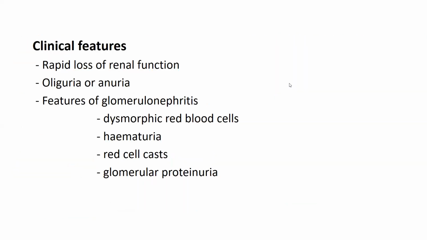So how do these patients with AKI and RPGN present? They will come with a rapid loss of renal function. So your creatinines are going to shoot up very rapidly. Patients could be oliguric or anuric. And if it's an RPGN, these patients will have features of a glomerulonephritis, where there will be dysmorphic red cells, hematuria, red cell casts, and glomerular proteinuria. So clinically, that is how you are going to identify a patient with acute kidney injury.